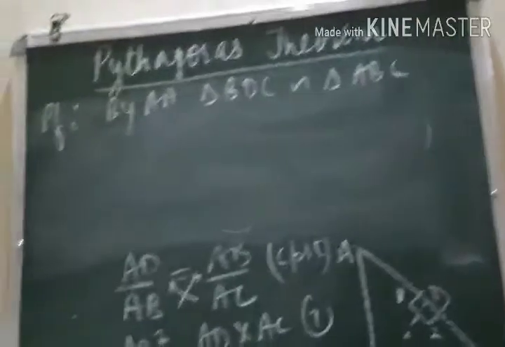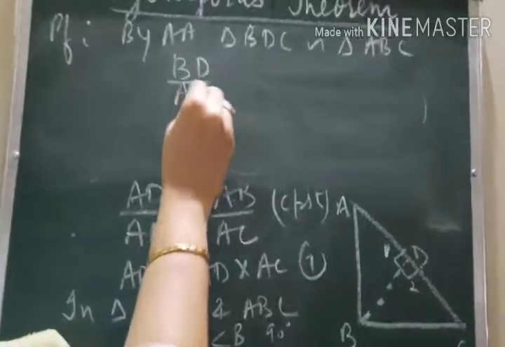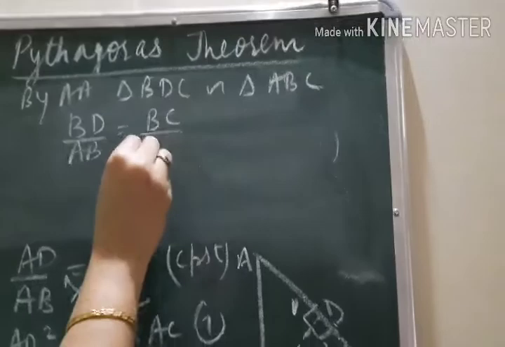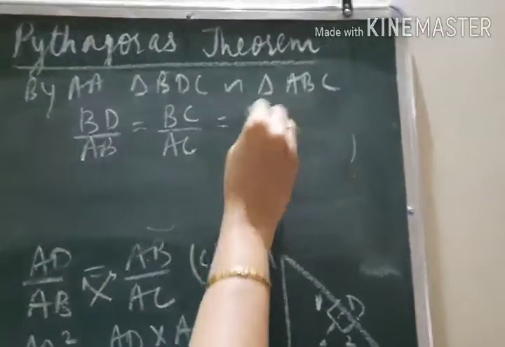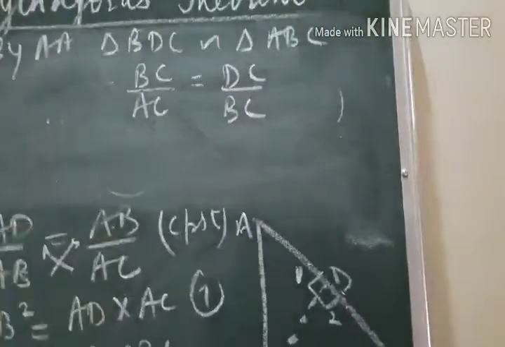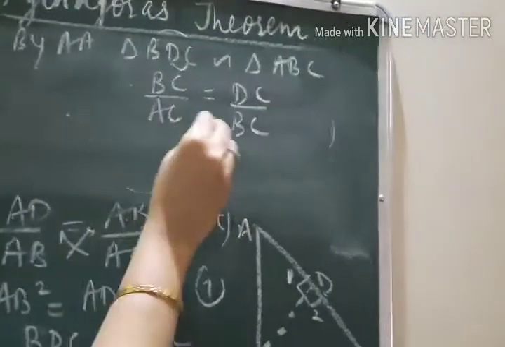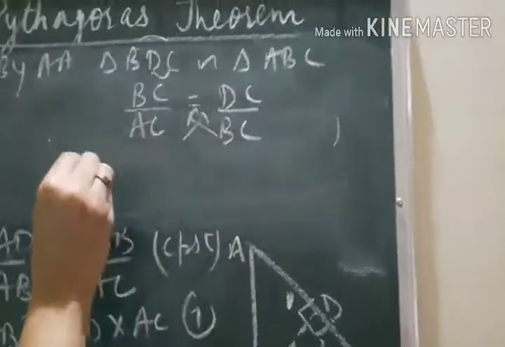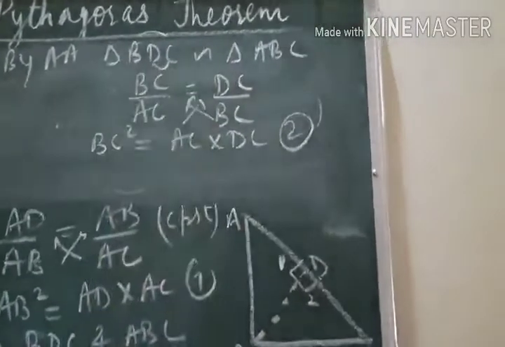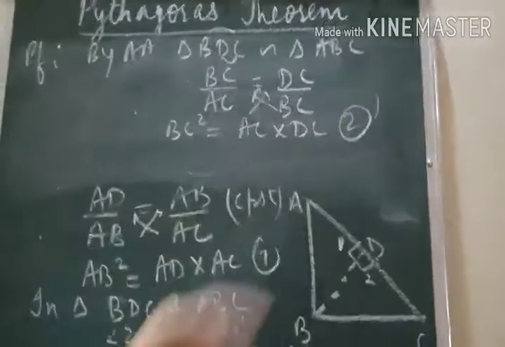So again you can write corresponding sides proportional. So BD upon AB is equal to BC upon AC, and one more we can write DC upon BC. So this is not required. We'll write these two. We have taken first and third and then second and third. BC, from here we can get, after cross multiplication, BC square is equal to AC into DC. This is our second part. Got it? Now, this is first equation, this is second equation.